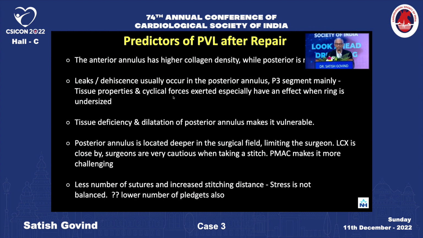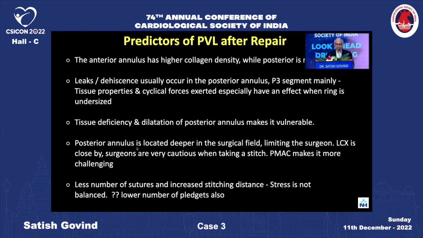That's because of the cyclical forces exerted, especially when the ring is undersized, and also the tissue matters over there. If it's weak, thin tissue, it's going to be bombarded by these forces, and they give way. And the other one is the dilatation of the posterior annulus. Being muscular, it tends to dilate a little bit, so it makes it more vulnerable, and also the quality of the tissue there.